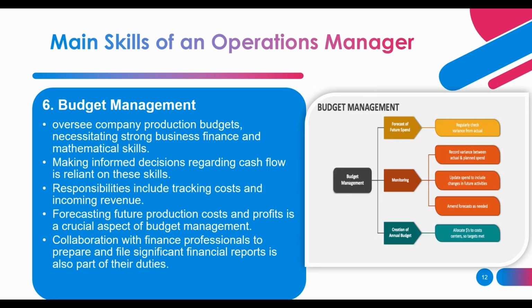Skill number 6, budget management. Operation managers must oversee the company production budget, necessitating strong business finance and mathematical skills. Making informed decisions regarding cash flow relies on this skill, and responsibilities include tracking costs and incoming revenue. Forecasting future production costs and profit is a crucial aspect of budget management, and collaboration with finance professionals to prepare and file significant financial reports is also part of the operation manager's duty.